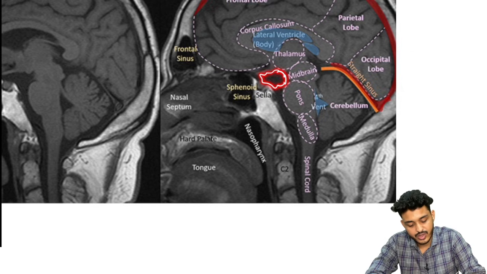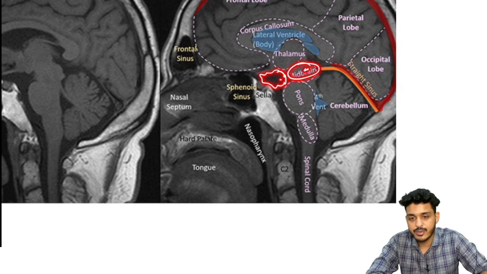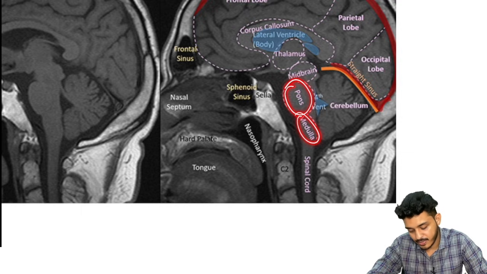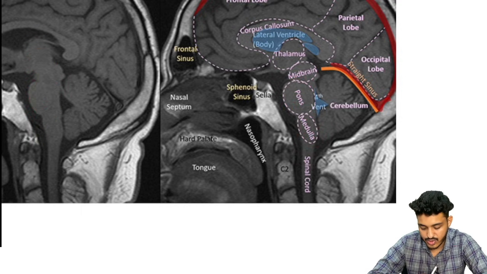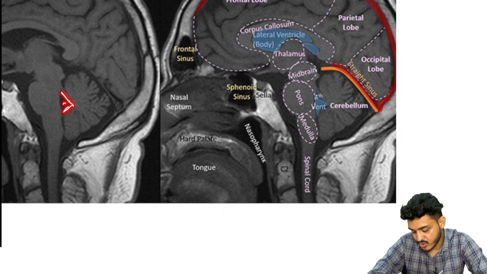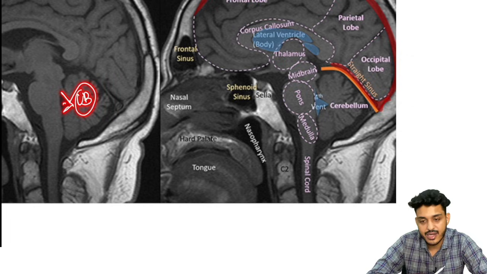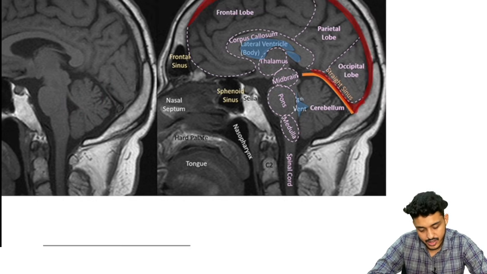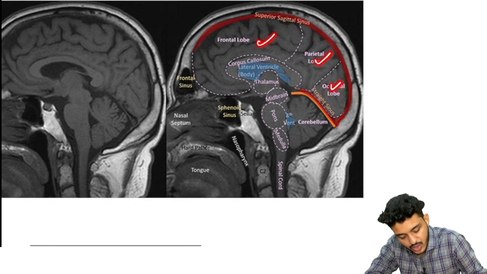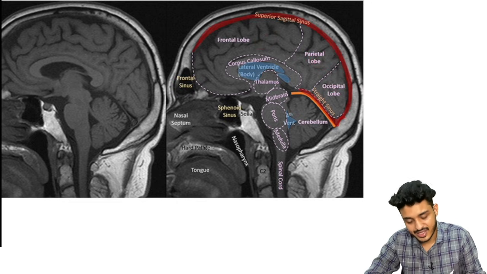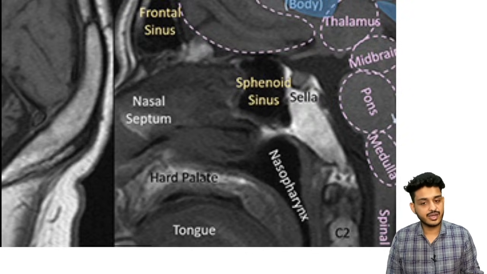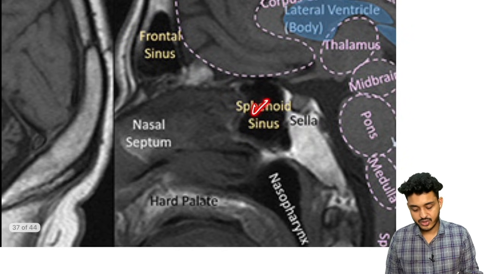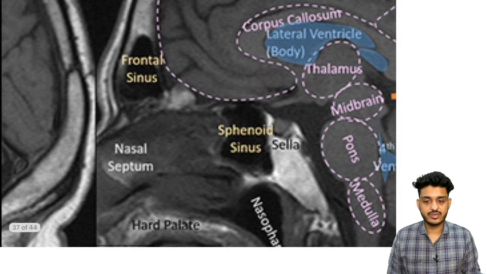This is going to be hypothalamus. This is going to be midbrain. This is going to be pons and medulla. This particular part is going to be the fourth ventricle. This is your cerebellum that we are having. These are the frontal lobe, parietal lobe, occipital lobe, and these are the sinuses. These hollow cavities that you can appreciate are the paranasal sinuses. We have got sphenoid sinus, we have got frontal sinus over here, right?